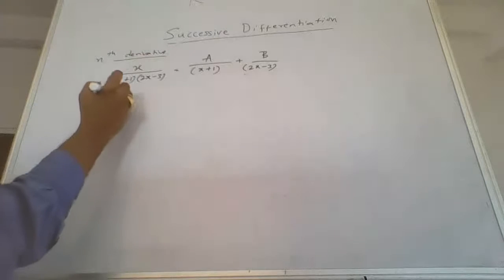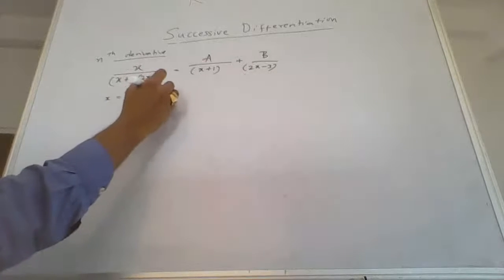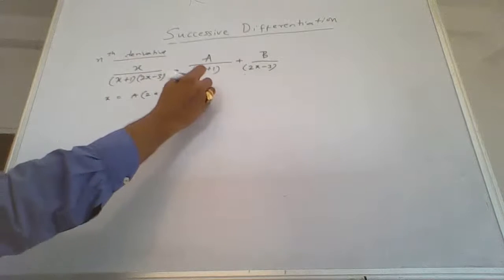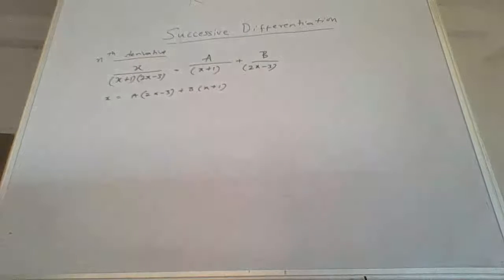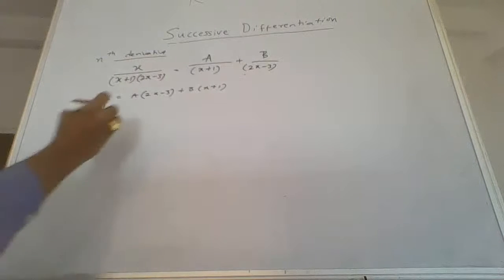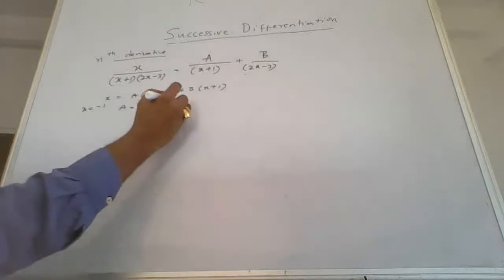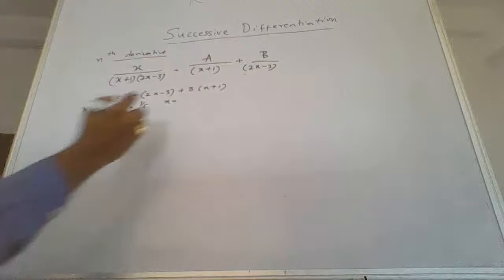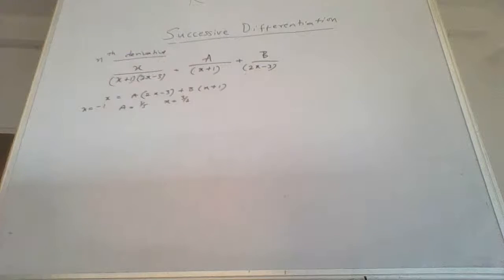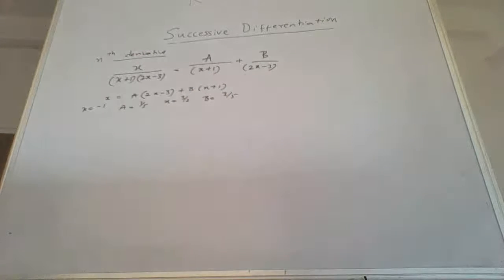Now again, x is equal to a times (2x minus 3) and b times (x plus 1). If I take x as minus 1, I'll get a value which is 1 by 5. Now if I take x as 3 by 2, I'll get b as 3 by 5.